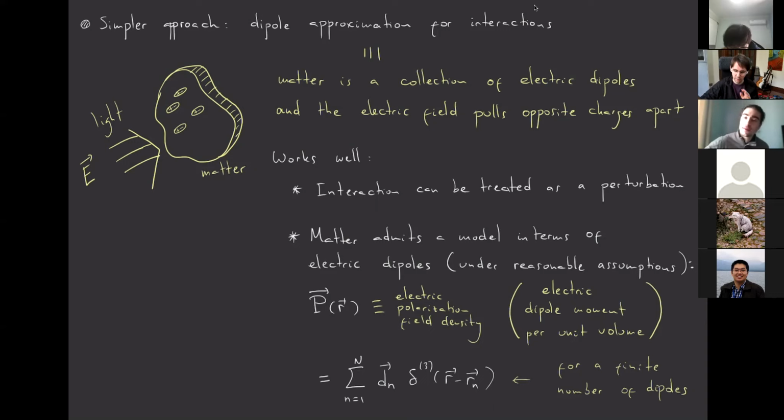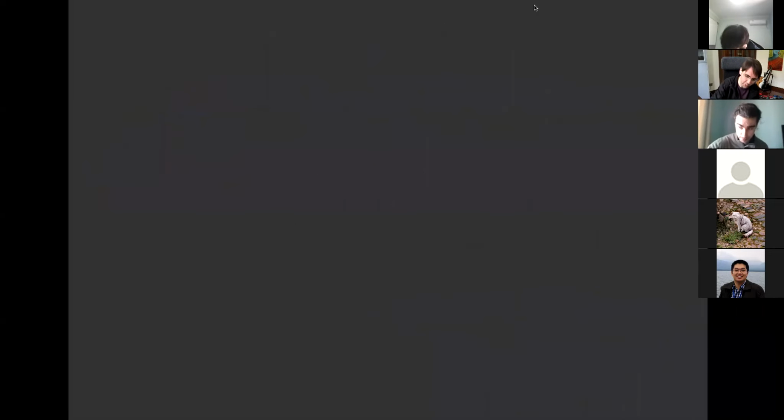Okay, so if we have these two conditions met, so we know that the interactions are perturbative compared to the Hamiltonian of light and matter, and we have a model for the dipole moment per unit volume in the material, either because we can model it continuously or because we actually have a number of dipoles, then it's very easy to write down what is the Hamiltonian of the full system, light, matter, including their interaction. So under these conditions, you can always say that the Hamiltonian is the sum of 3 pieces.